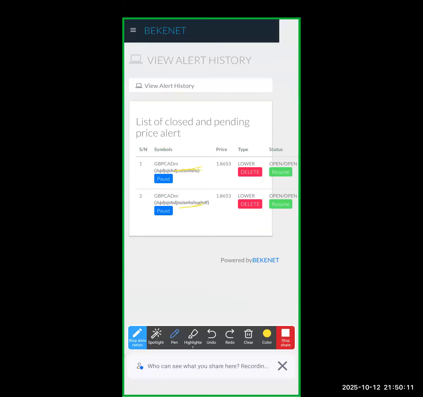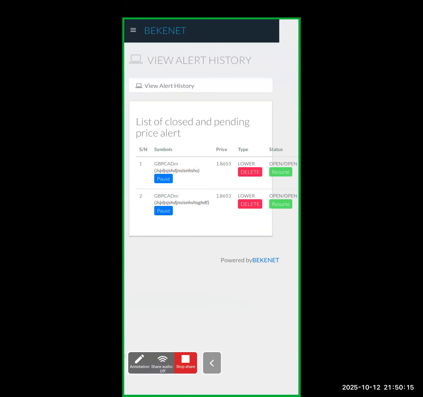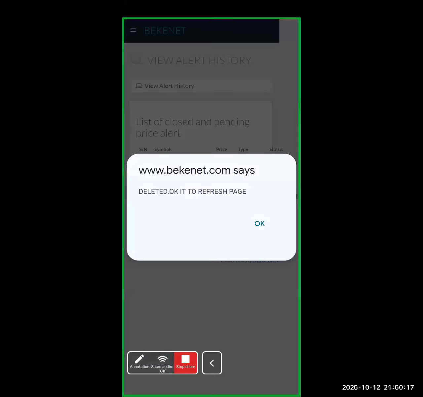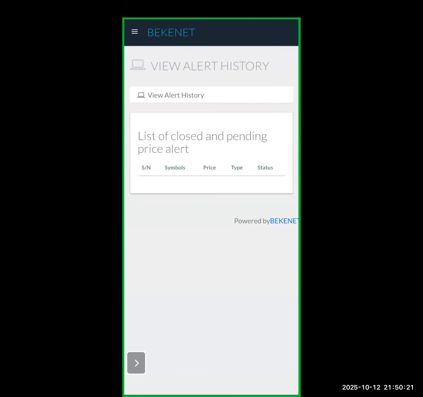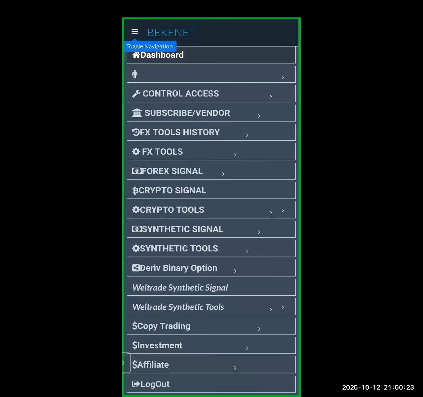Then you can pause, you can delete, you can resume. But I'll advise you, once you are done with that, you just delete. Once you delete, it's out of the memory, so it's not going to notify you again. So I think that is all you need to know.